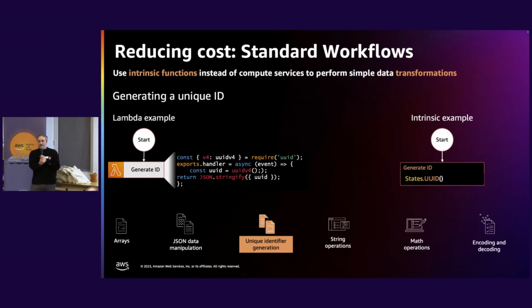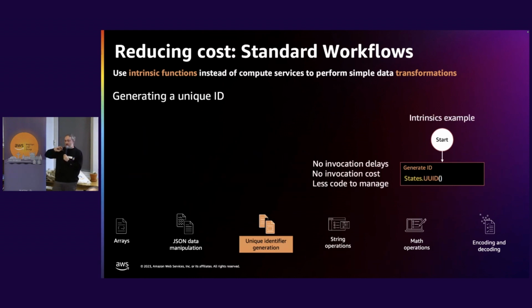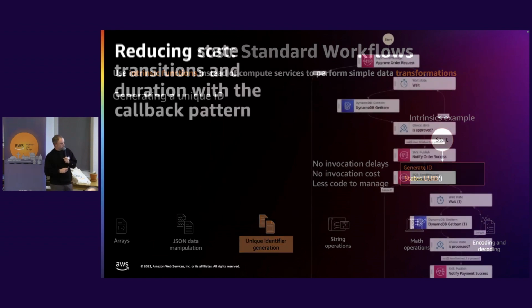This is how I can do it with intrinsics. I can just use the States.UUID intrinsic function. And the reason that's good is because I don't have to have any Lambda cold start time. There's no invocation delays. There's no invocation costs. I've gone from 4 lines of code to 1. So there's lots of little places that you can do that when you're building with Step Functions, using intrinsics instead of Lambda to fill in the gaps on little pieces.